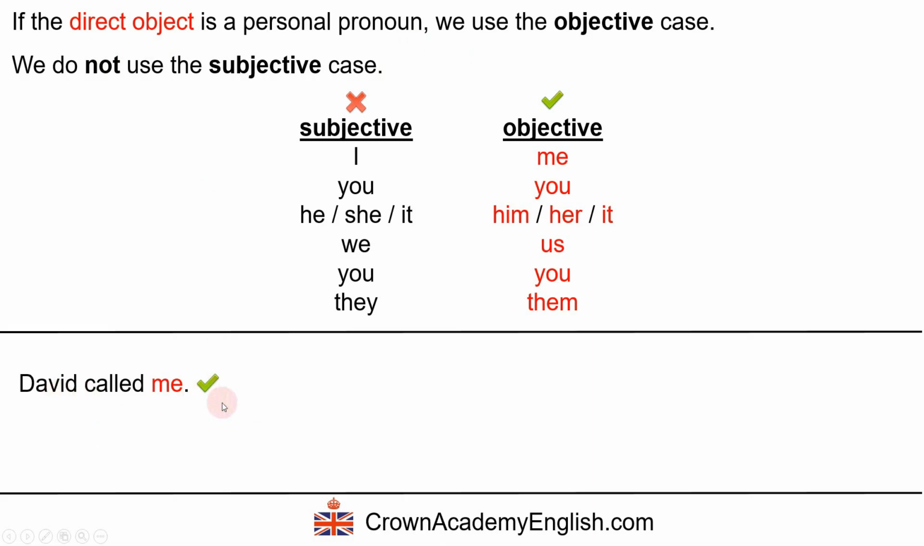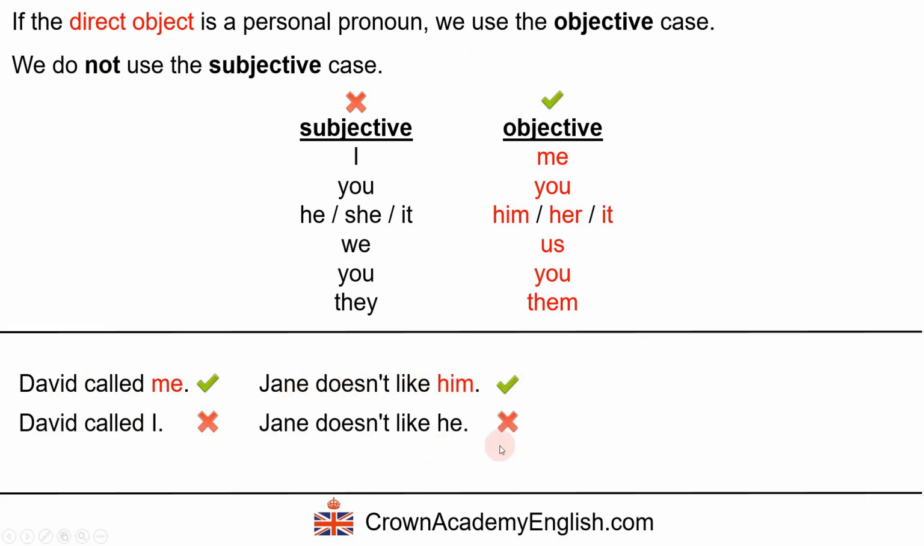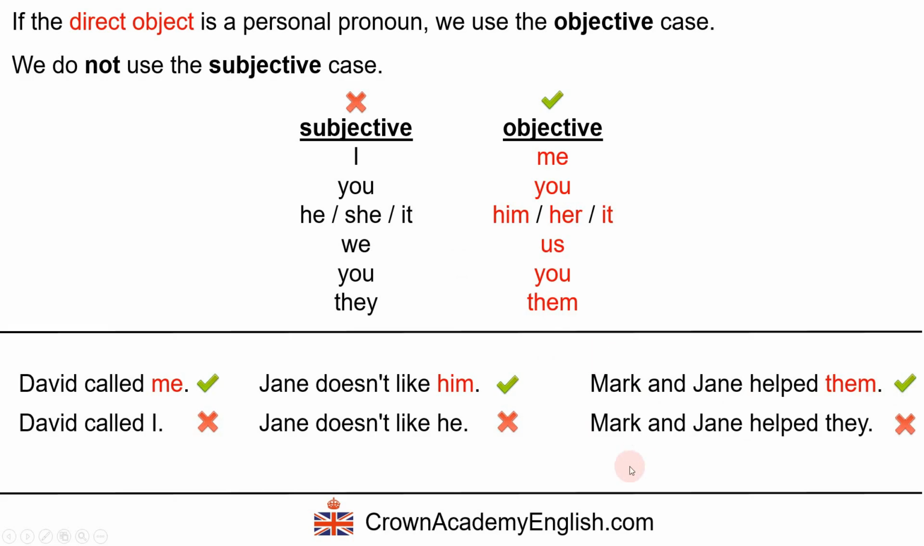Example. This is correct. David called me. But this is wrong. David called I. That is a mistake. This is correct. Jane doesn't like him. Here we have an example in the negative. But this is wrong. Jane doesn't like he. That's wrong. And finally, Mark and Jane helped them. That is correct. But this is wrong. Mark and Jane helped they, because they is the subject personal pronoun. Okay? So just be very careful of that.